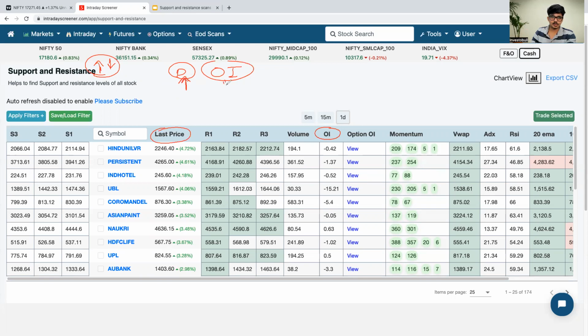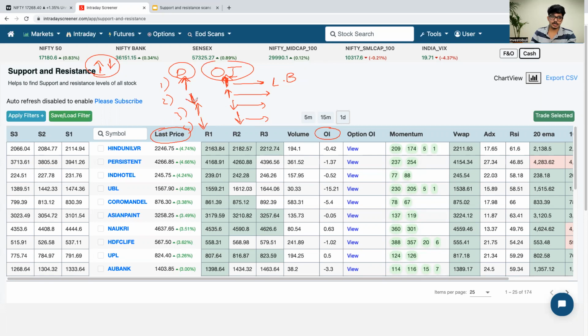Price increasing, open interest increasing; price falling down, open interest increasing; price going up and open interest falling down; price going down, open interest also going down. So these are the different conditions. When you see the first condition, if at any stock the price is increasing and OI is increasing, we could clearly say that long buildup is happening in that specific stock.